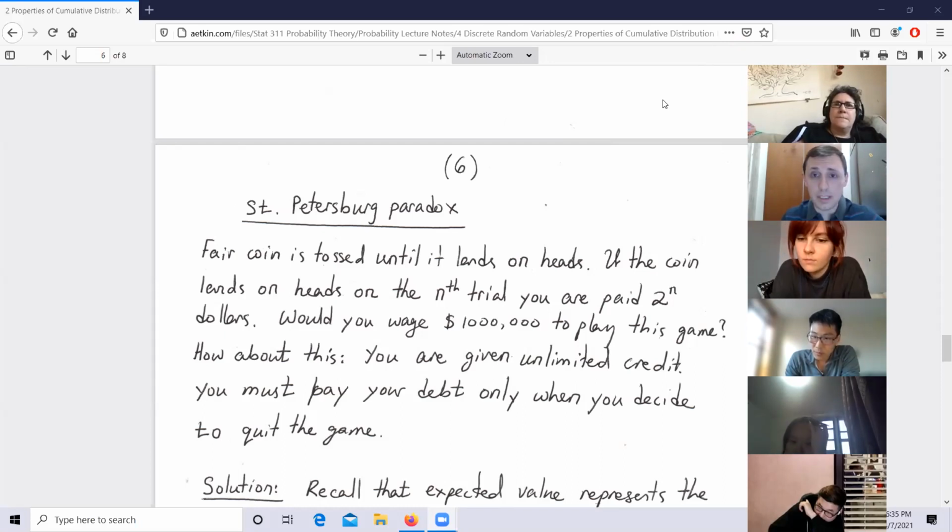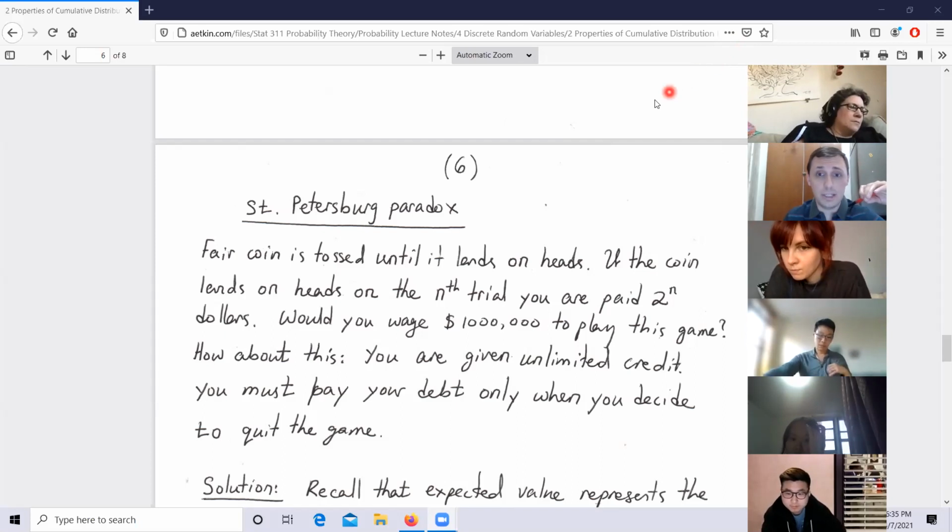You have unlimited credit. That's true. Yes, you can keep on playing, unlimited credit. You just have to pay once you leave the casino.